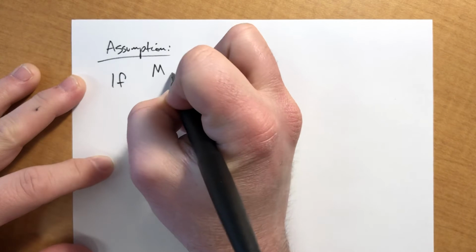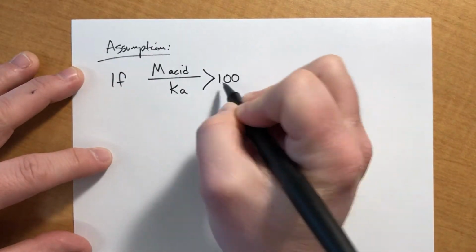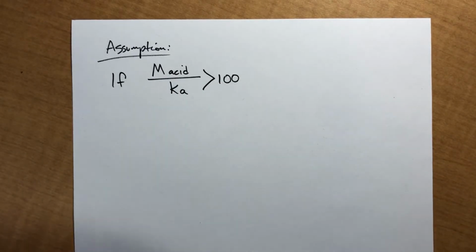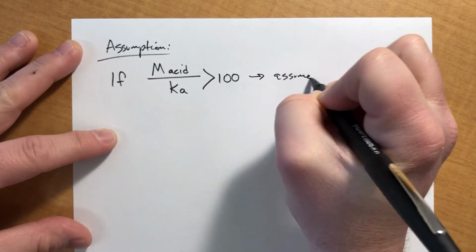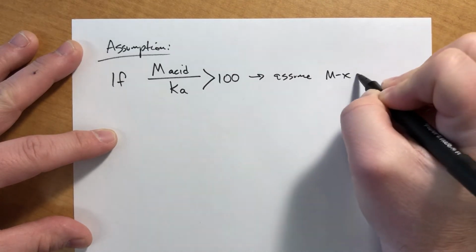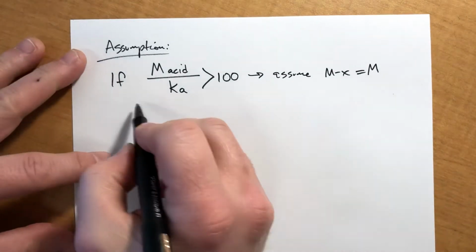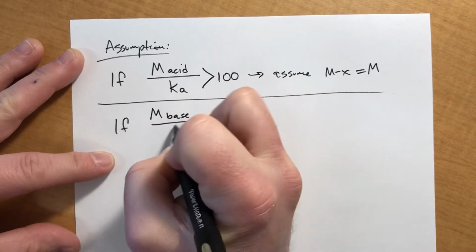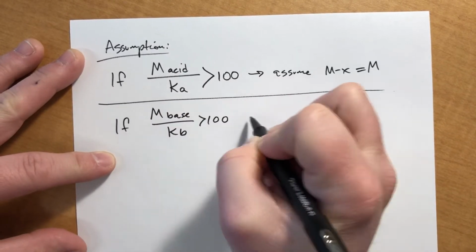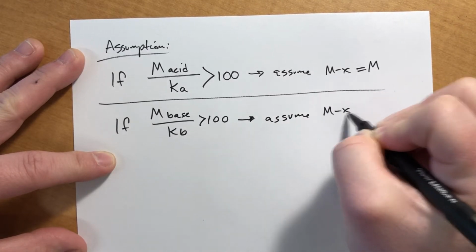If the concentration of the acid divided by Ka is greater than 100, that's 2 orders of magnitude, that means that we can assume that the concentration minus x is equal to the concentration, which is exactly what we did in the last problem. This also works for bases, which we're going to have to deal with eventually. So if the concentration of base divided by Kb is also over 100, we can still assume that M minus x equals M.